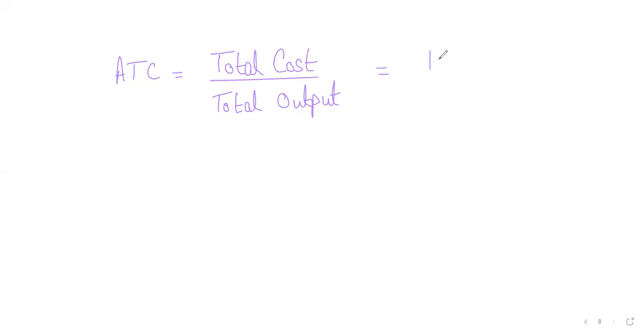So if the total cost of producing 10,000 footballs was $100,000, what we'll do is divide the cost by the total output produced, and as you can see, that will give you $10 per football. So this means that each football on average cost the business $10. It's very simple and easy to understand.